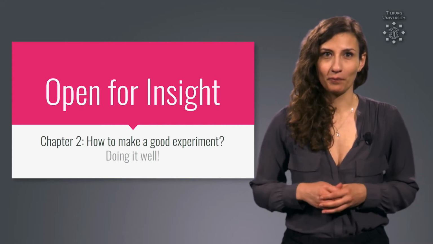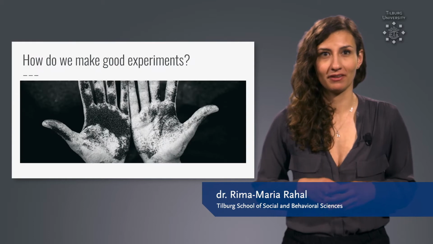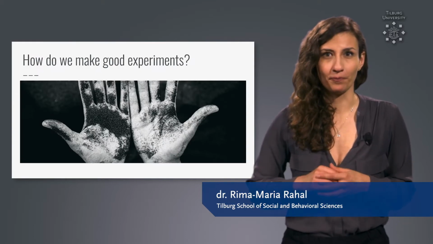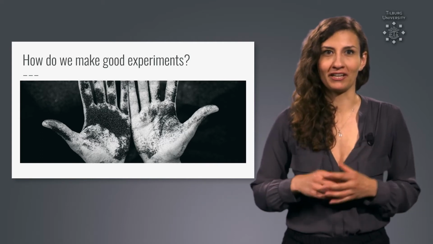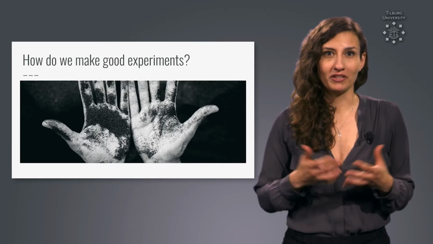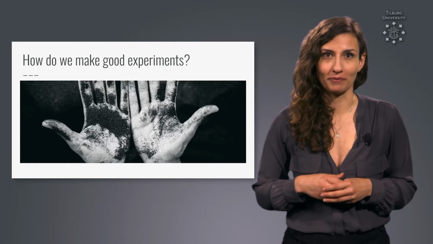In this part of the course, we will work on understanding how to make a good experiment. Now that we've seen that just observing is not quite enough, we are in the business of dirtying our hands and getting involved in the real world. We will look at how experiments work and why they help us identify causal relationships.